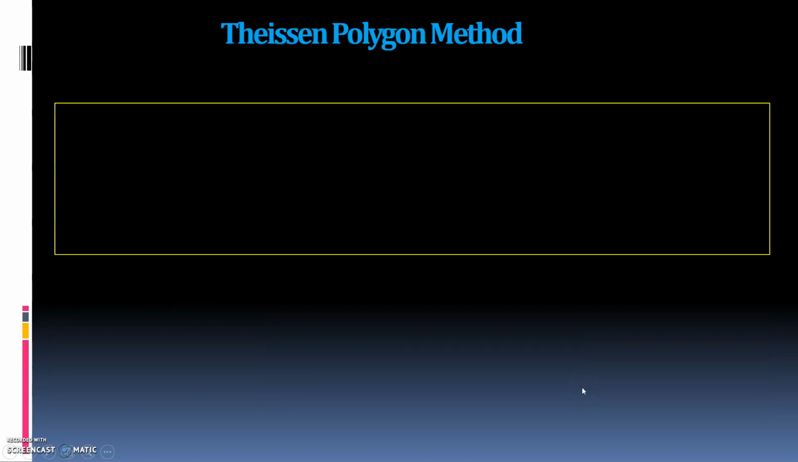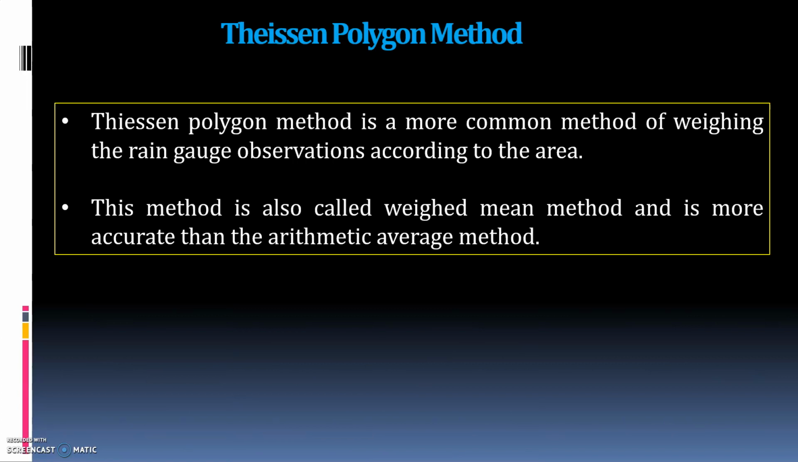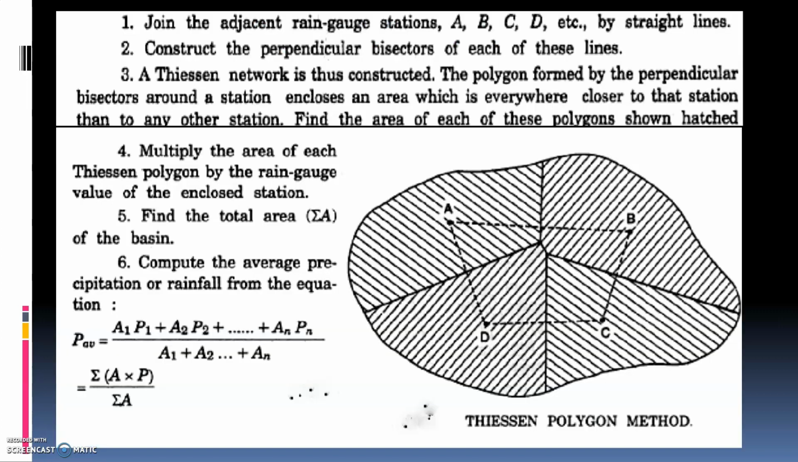So the second one is the Polygon method. The arithmetic average method is the most approximate method since rainfall varies in intensity and duration from place to place. Hence, rainfall recorded by each rain gauge station should be weighed according to the area it is assumed to represent. The Polygon method is a more common method of weighing the rain gauge observations according to the area. It is also called the weighted mean method and is more accurate than the arithmetic average method.